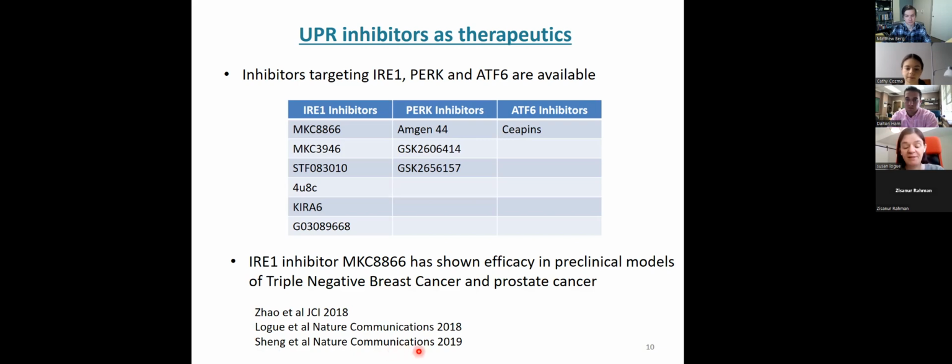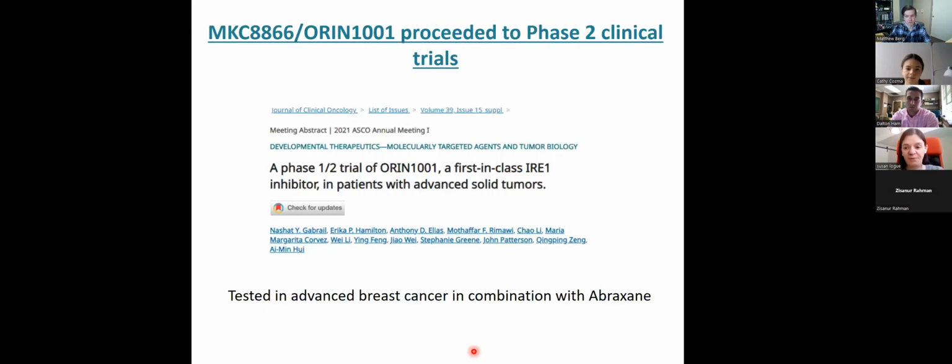Then in 2019, there was a study also published in Nature Communications by Shen et al., in which they showed that MKC could also reduce the growth of xenograft models of prostate cancer. In 2019, MKC8866, which is now called ORIN1001, moved into phase 1 clinical trials. An update was published in 2021, which shows that it's now moved from phase 1 to phase 2 clinical trials, where it's been tested in advanced breast cancer in combination with the chemotherapeutic Abraxane, which is essentially another form of paclitaxel.